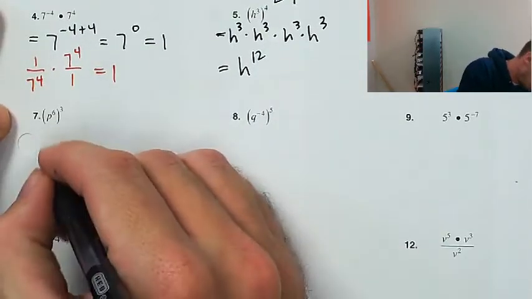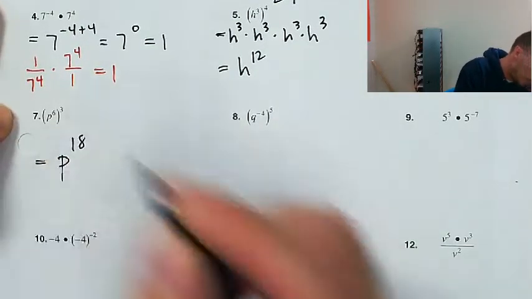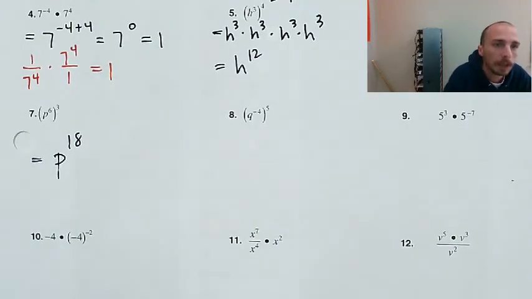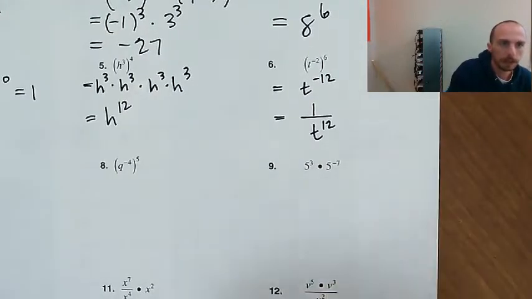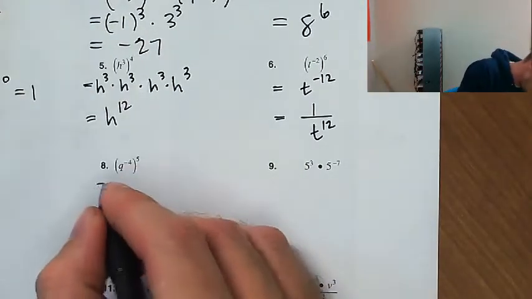P to the 6 cubed, we're going to multiply those exponents, and that's just going to be p to the 18 power, because 6 times 3 is 18. Q to the -4 to the 5th power. Maybe I'll do it differently from how I did this one up here, and I'll leave that one in sight so you can contrast what I'm doing here.